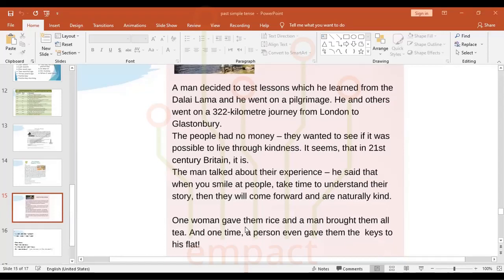And a man brought them all tea. Not "tea" as in that, tea means the drink. The letter is silent here. And one time a person gave them keys, meaning more than one key, to his flat. Flat can also mean an apartment. Thank you so much, Ala. Well done. Shahid?